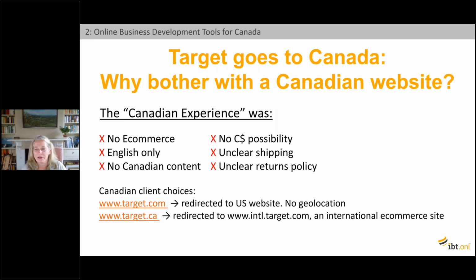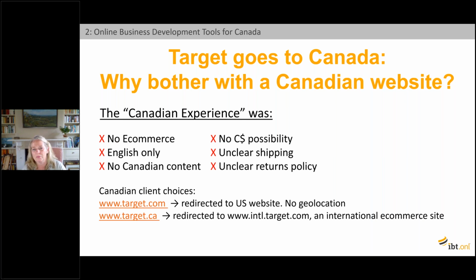Canadians were disappointed with the in-store experience. They were now pretty disappointed with the online experience because of this. So Target then had to rethink and make another write-down and rethink the whole thing. So let's talk a little bit. This has gone down as one of those case studies of localization.